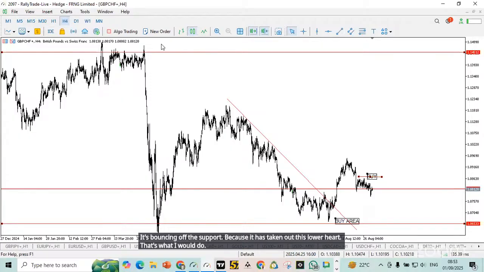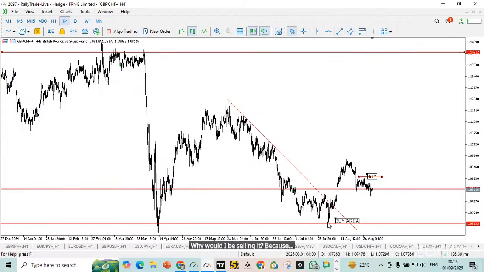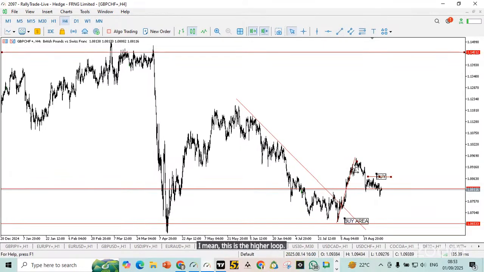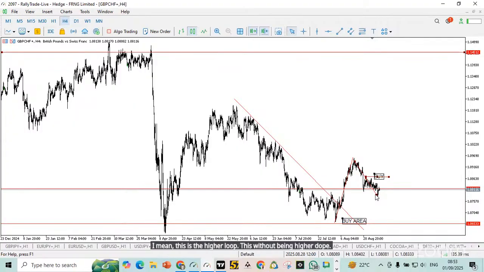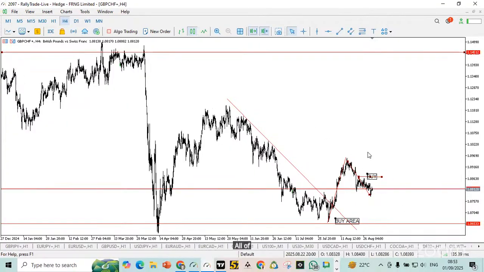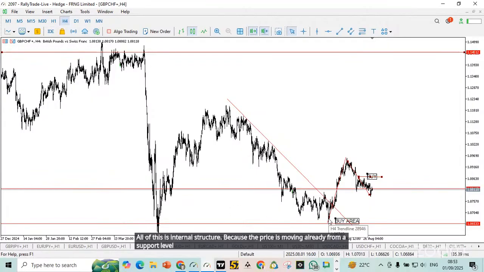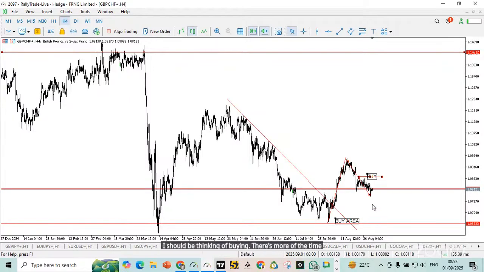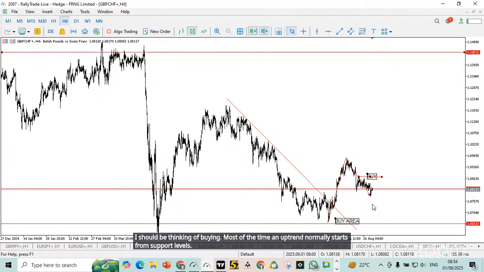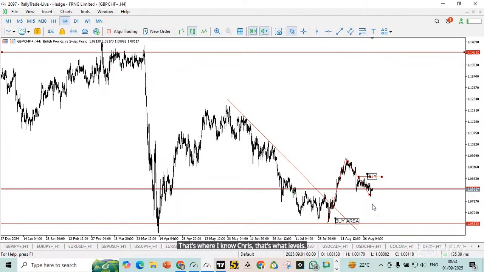Why won't I be selling? Because from a support, if this is the higher high, this is the higher low. All of this is internal structure. And because price is already moving from a support level, I should be thinking of buying. More of the time, an uptrend starts from a support level. So what it is doing right now can be called an internal structure.